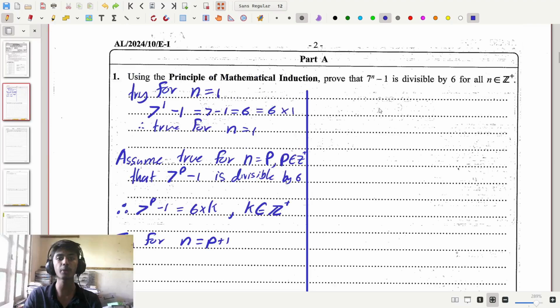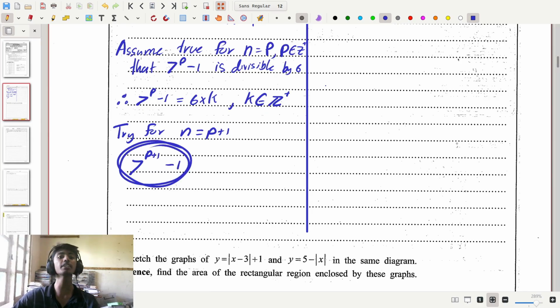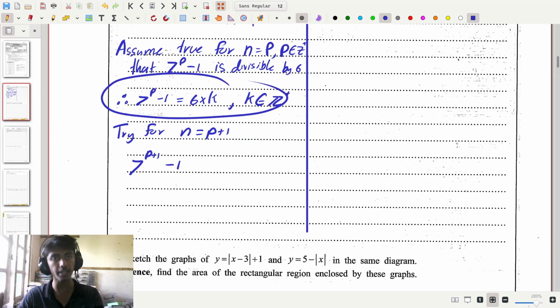So considering that, we have 7 to the power of n minus 1, which means we're going to get 7 to the power of p plus 1 minus 1. Now considering this expression, what I want to do is to convert this expression into a form that contains either 7 to the power of p minus 1 or 7 to the power of p, because then I can substitute from this expression that I assumed up here and simplify down to something that I can use.